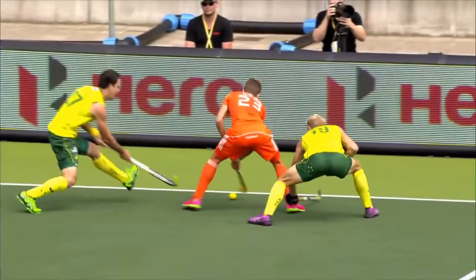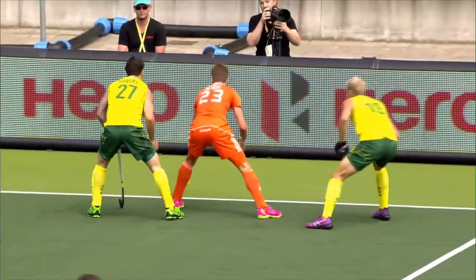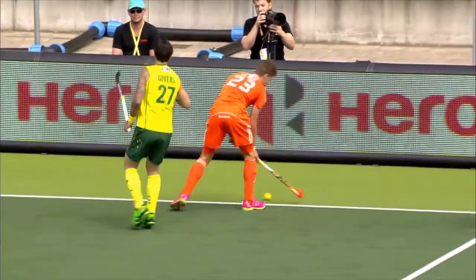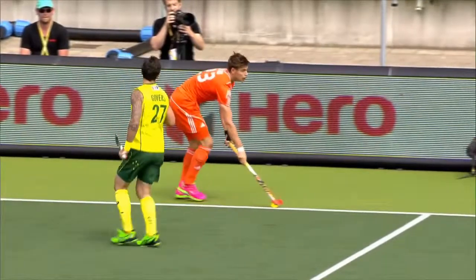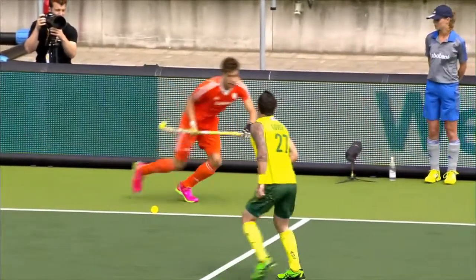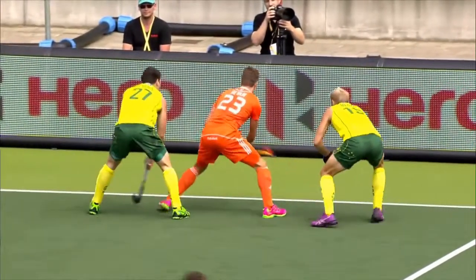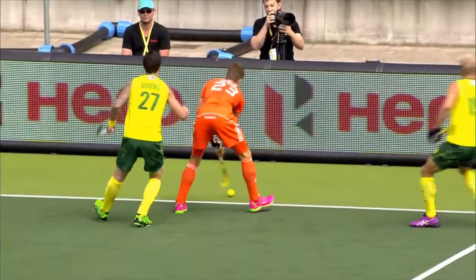Having shielded the ball and drawn the stick of the Australian attacker, the Netherlands player then lifts the ball towards the Australian player, which is an offence contrary to Rule 9.9. The Australian player parries the ball, but it goes out of play off the sideline.